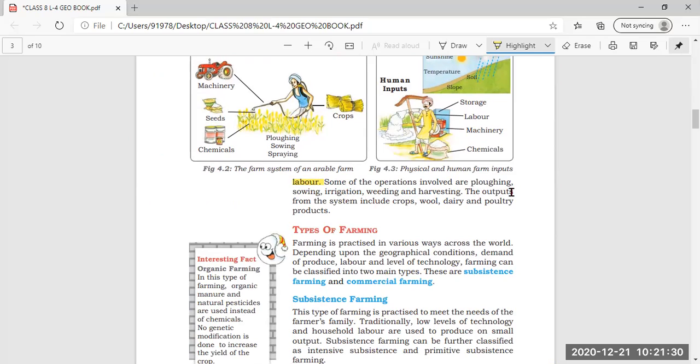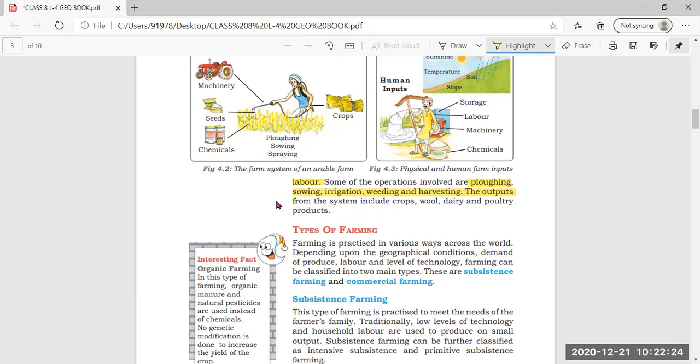Some of the operations involved are, now some of the operations means some of the activities involved in this farming or agricultural process: plowing, sowing, irrigation, weeding, and harvesting. So, these are the few activities which are involved in the agricultural process in the farming activity. Which are these activities? Plowing. Plowing means to plow the field, to make the field fit for growing crops. Then to sow the seeds, to put the seeds on that particular field which is prepared for growing crops. Then irrigation, giving proper water to these fields is also necessary.